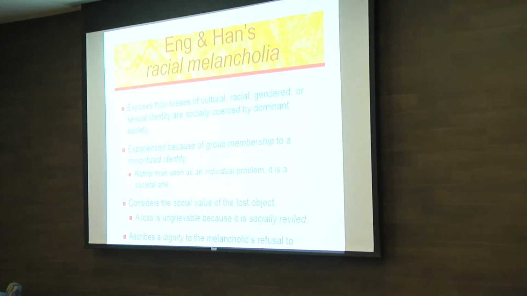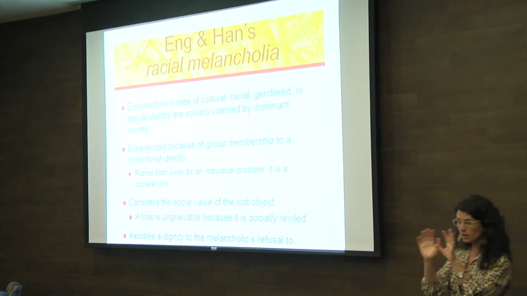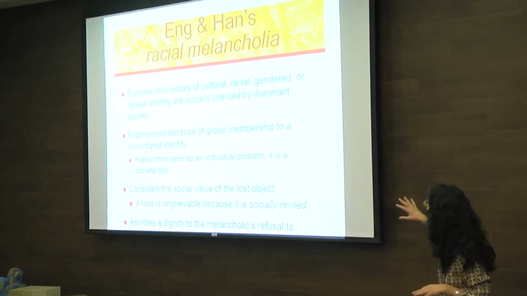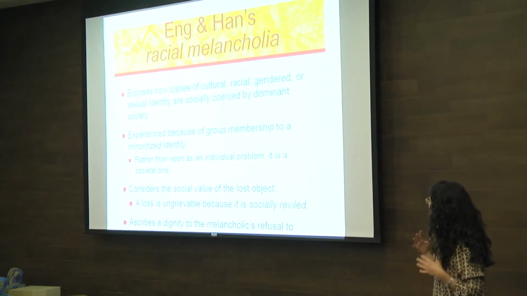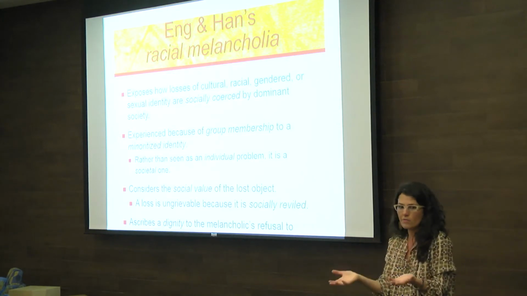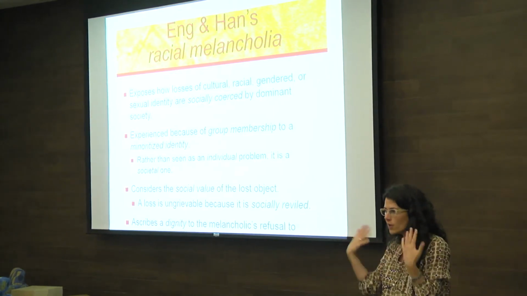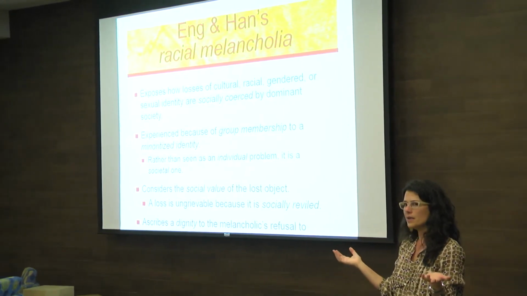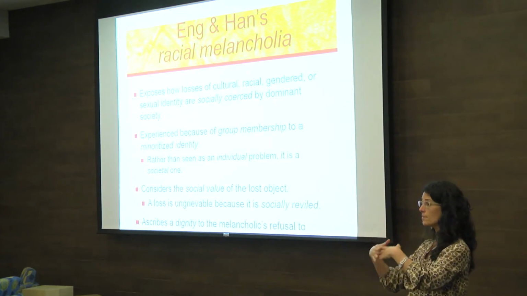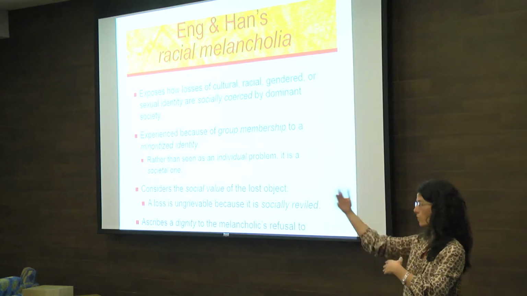So Eng and Han take Freud's concept of melancholia and they extend it into this concept of racial melancholia. What happened was they noticed that a lot of Asian Americans were suffering melancholia. It was very, very similar, and they started getting together to theorize examples of this loss in literature and examples in real people.